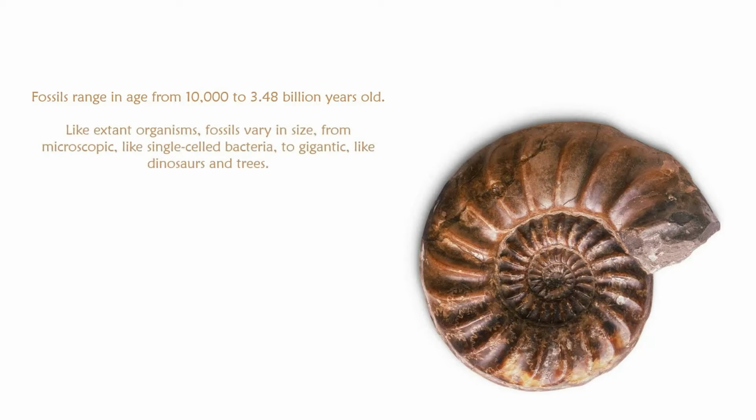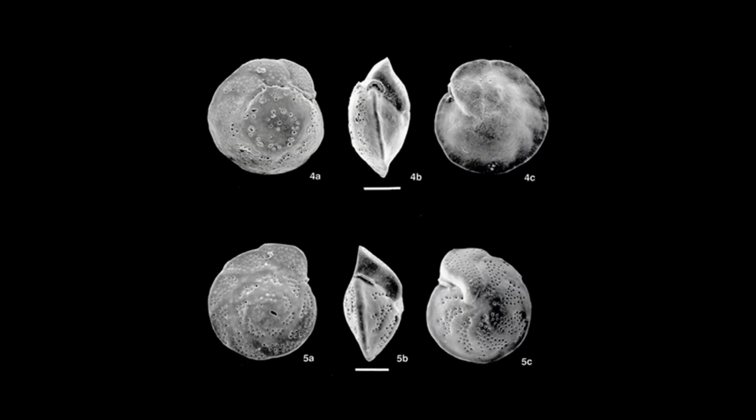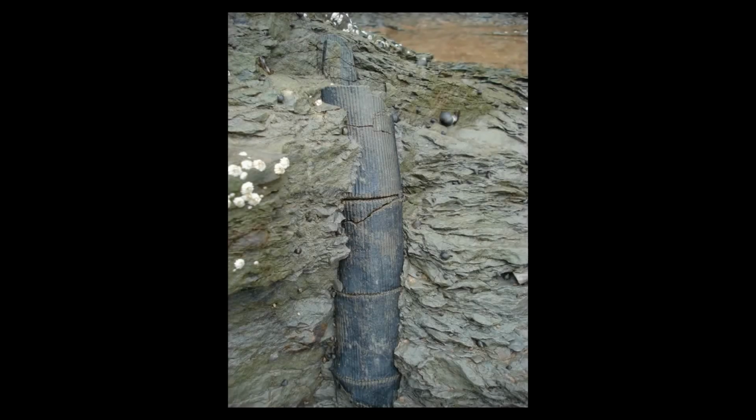Just like extant organisms, fossils may vary in size. Some are microscopic, as I already told you, such as single-celled bacteria, to gigantic ones like dinosaurs and trees. So this is a photo of different microfossils. Yeah, they are microscopic. And then this is a photo of a part of a tree that was preserved.